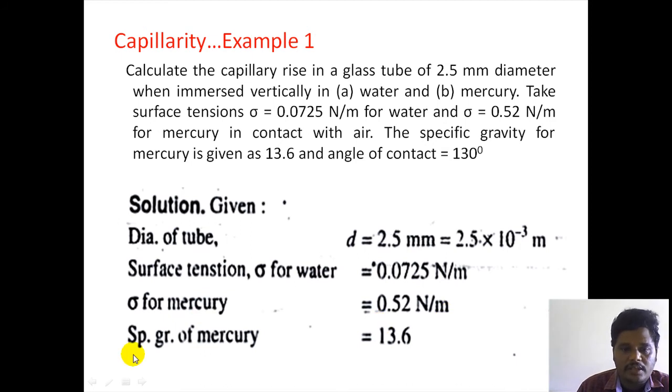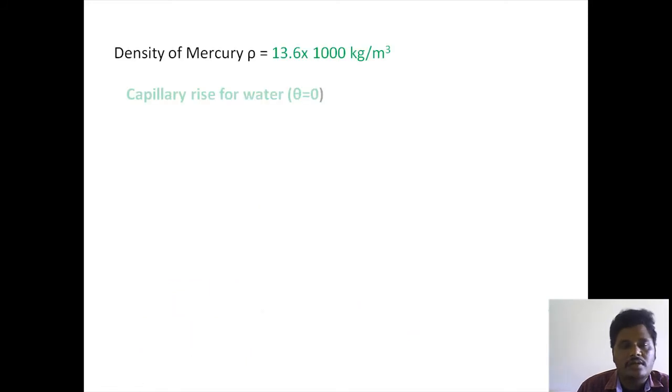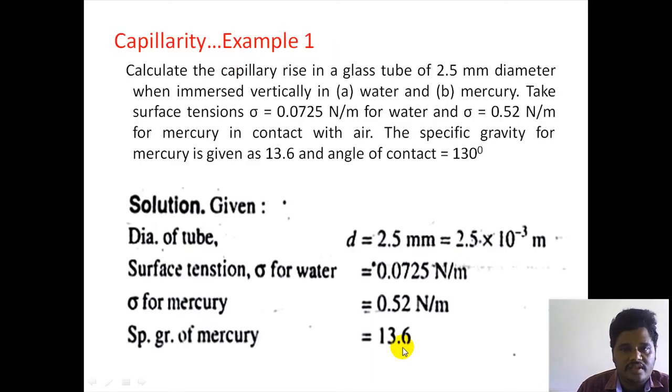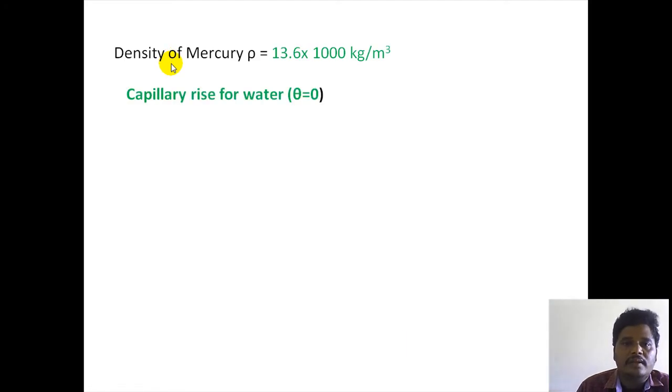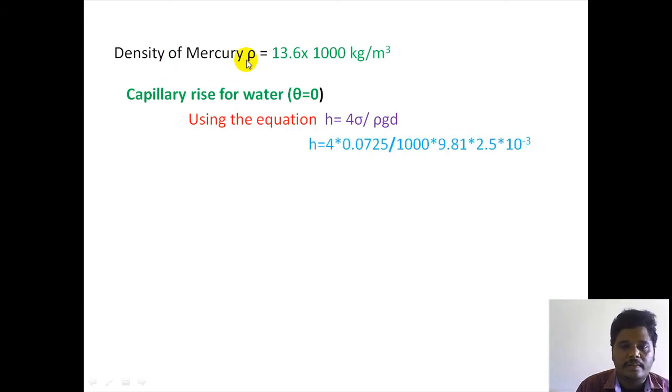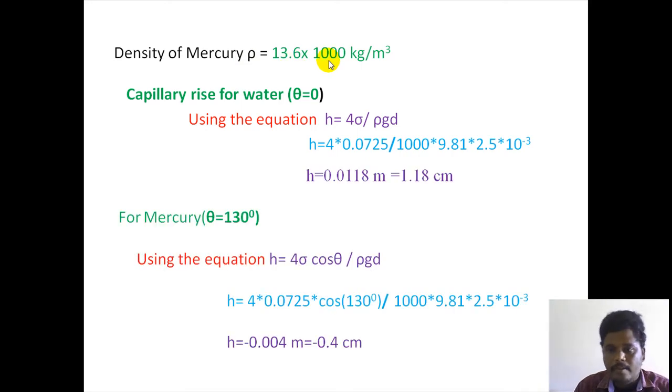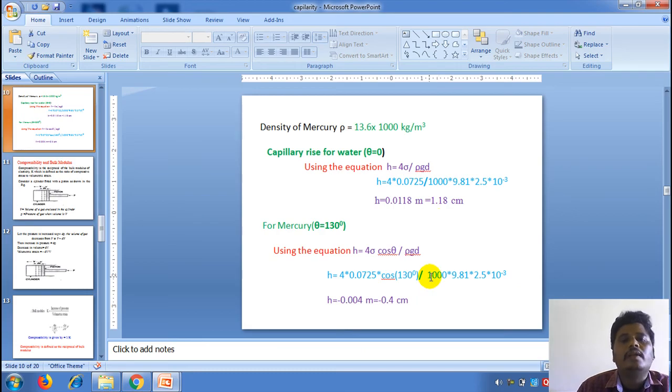Now, given the specific gravity, how can you find the density? You know that specific gravity is equal to density of fluid divided by density of water, where the standard fluid is water. So I can take density of mercury as 13.6 multiplied by 1000, the density of water, and we get 13,600 kg per meter cube.